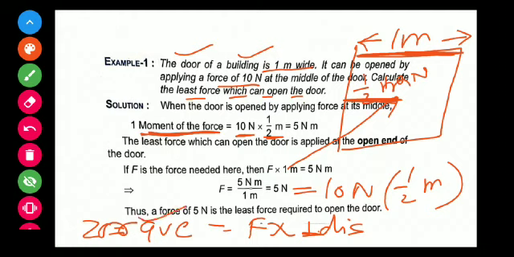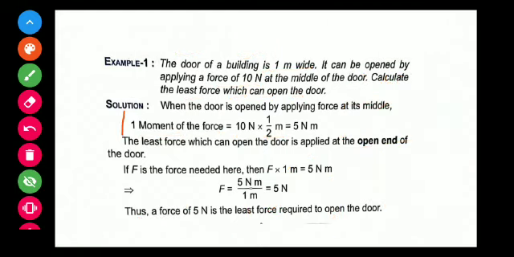So your torque is equal to force into perpendicular distance. Applied force is 10 Newton and we apply the force at the middle. Therefore, distance is 1 by 2 meter because the total is 1 meter. And moment of force in this case is 10 into 1 by 2 meter, that is 5 Newton meter. This is your moment of force or torque.